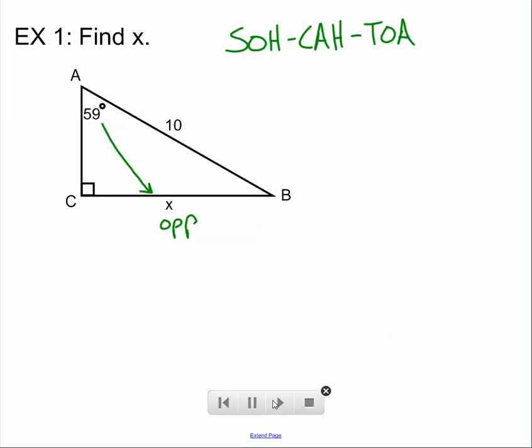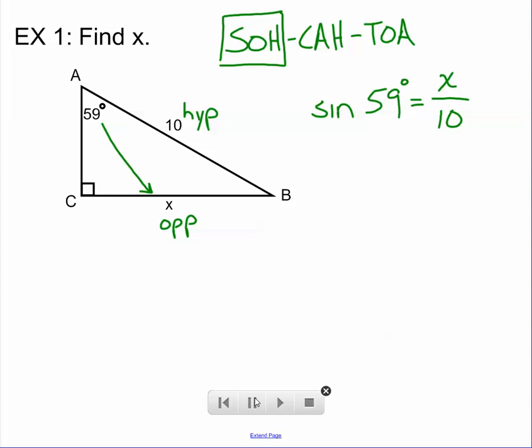Now, the first thing I always look at is the side I'm trying to find. In this case, the side I'm trying to find is opposite of the angle I know, so I'm going to label it opposite. And then I'm also going to look at what side I am given. That 10 is the hypotenuse. Now, the only ratio that uses opposite and hypotenuse is sine. So let's set up an equation. The sine of a 59-degree angle equals its opposite x over its hypotenuse 10.